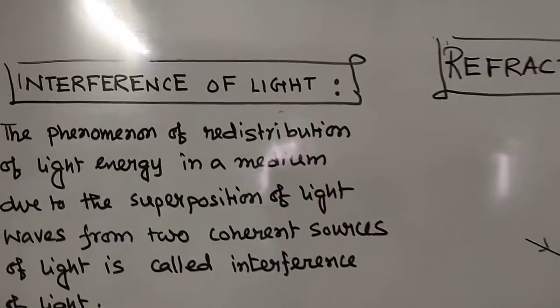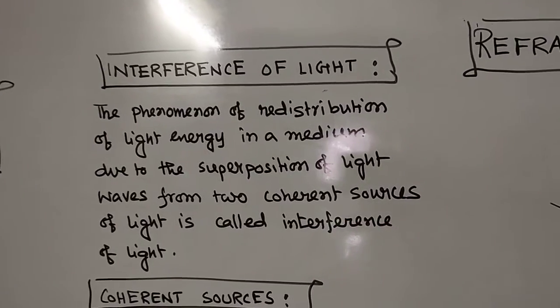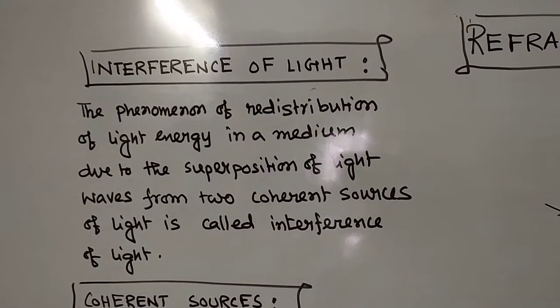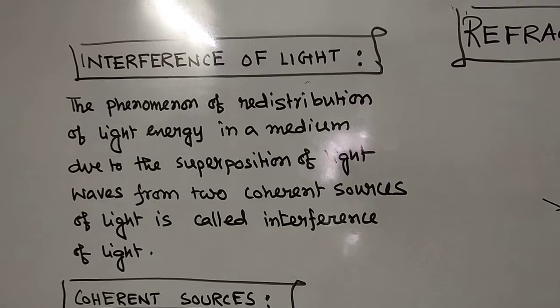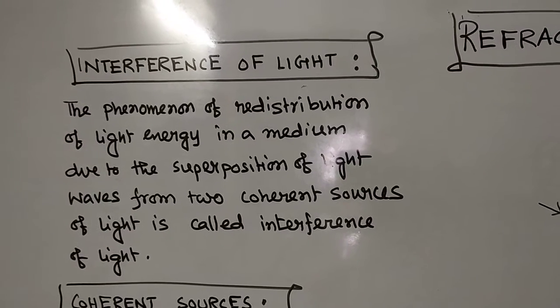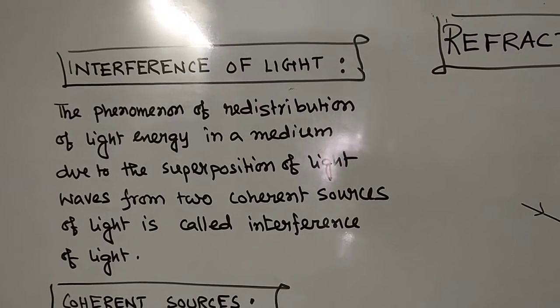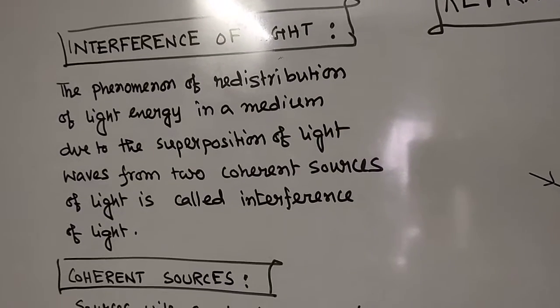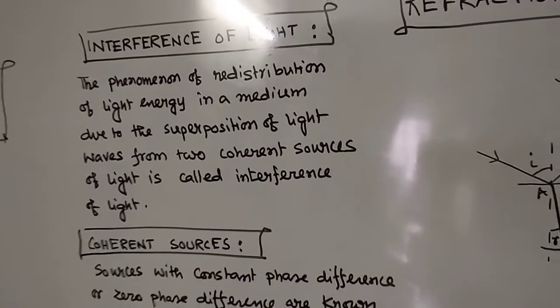Now the next topic we are going to discuss is interference of light. Interference is nothing but the redistribution of light energy. The phenomenon of redistribution of light energy in a medium due to the superposition of light waves from two coherent sources of light is called interference of light.